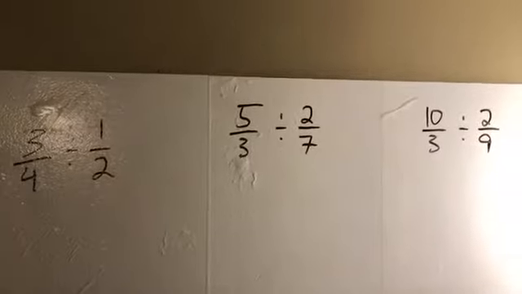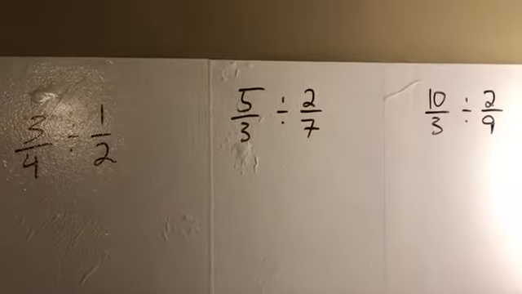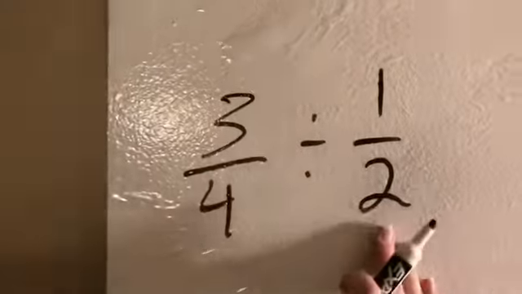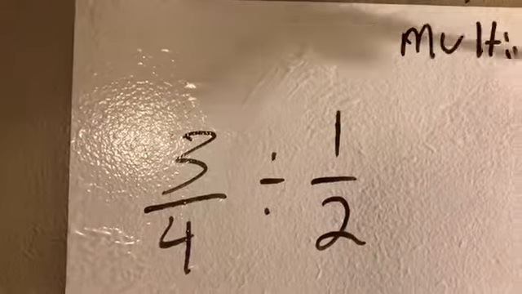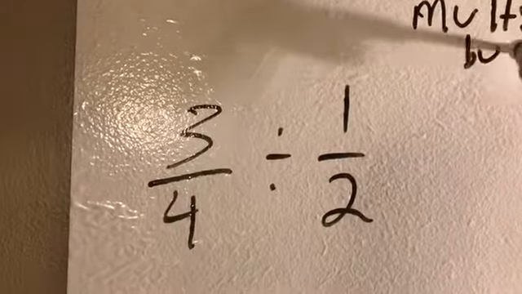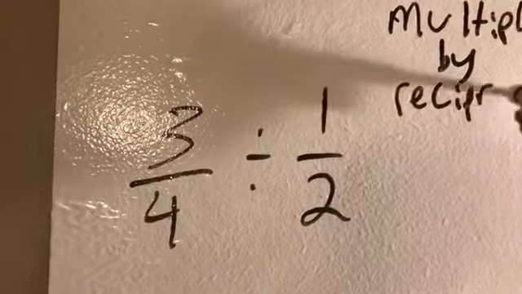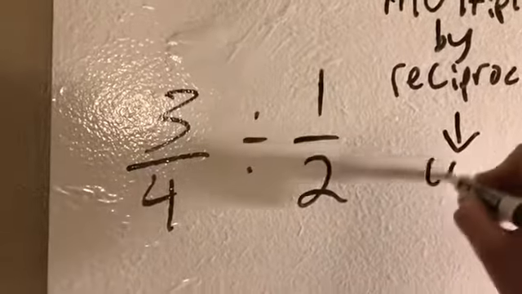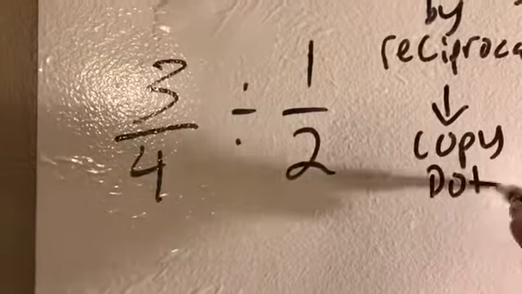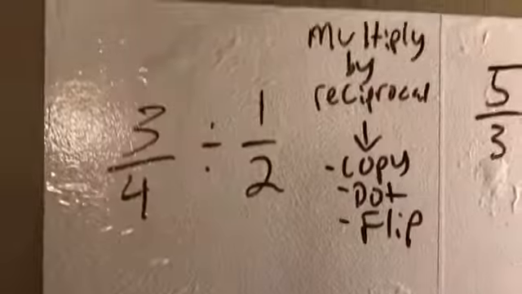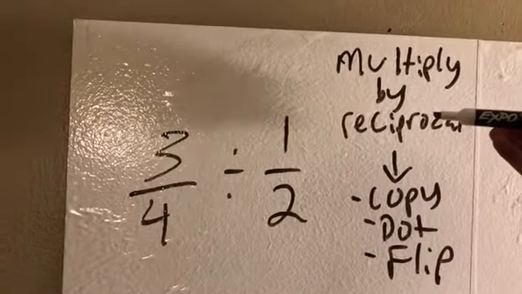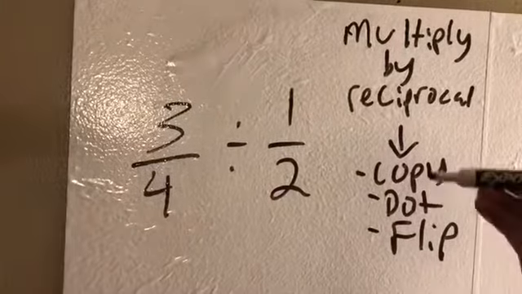Dividing fractions is going to be very similar to multiplying, but it will require one more step. Whenever you divide a fraction divided by a fraction, you need to multiply times the reciprocal. Multiply by the reciprocal, which is a fancy way of saying copy dot flip that you might have heard in middle school. So in order to multiply by the reciprocal, that's the fancy way to say what we're doing right now. We're going to copy dot flip.